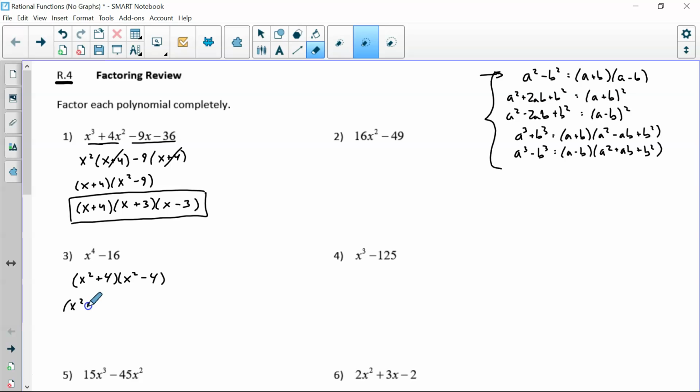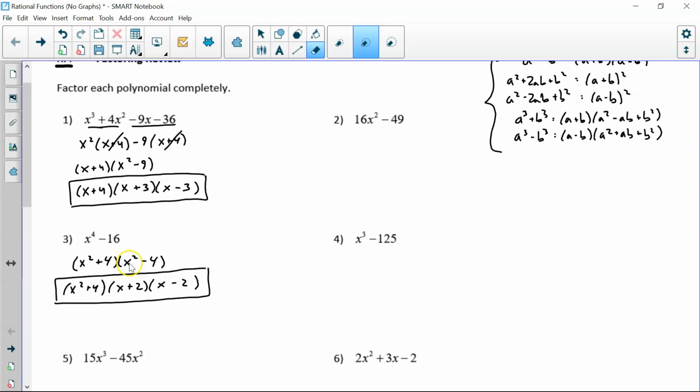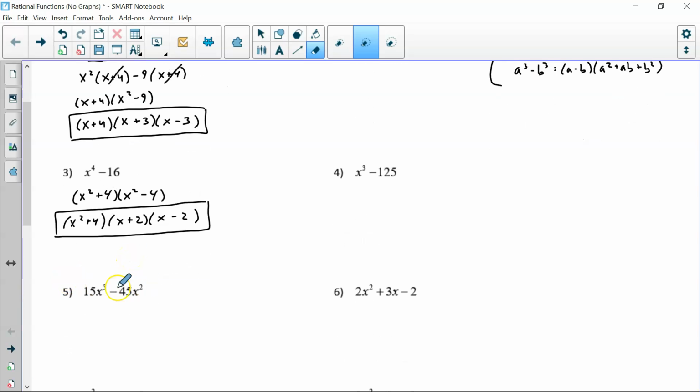So it's going to be x squared plus 4 still there. The square root of x squared is x. The square root of 4 is 2. And then we just put our plus and our minus. Now that is completely factored. This is really all about practice right now. For number 15, looking at those two terms, there's a common factor of 15. X squared is the greatest common factor. So when I divide those terms by 15x squared, I get x minus 3. And that's all we can do to factor that polynomial.